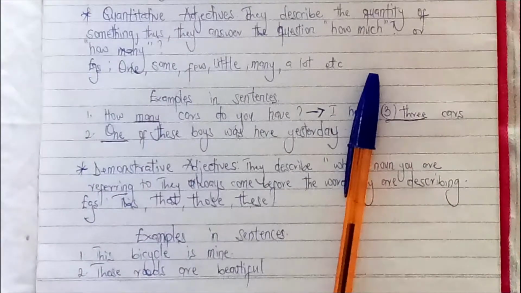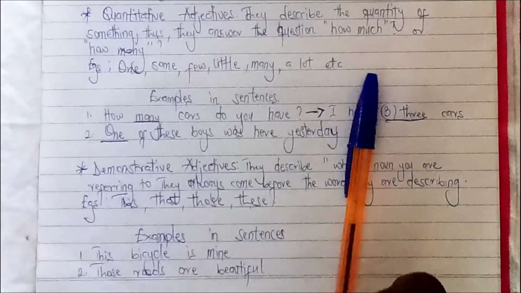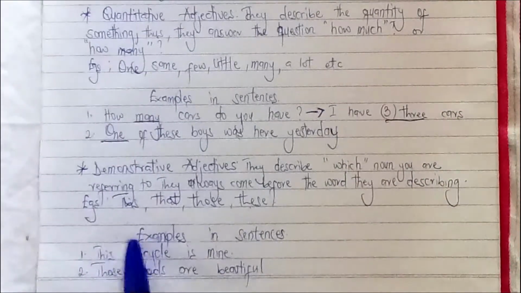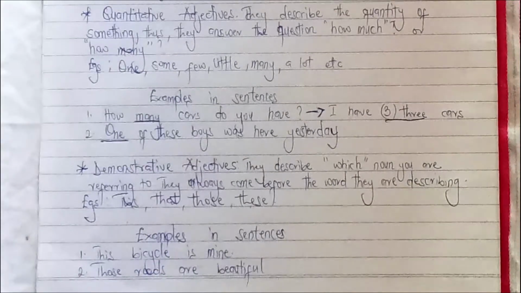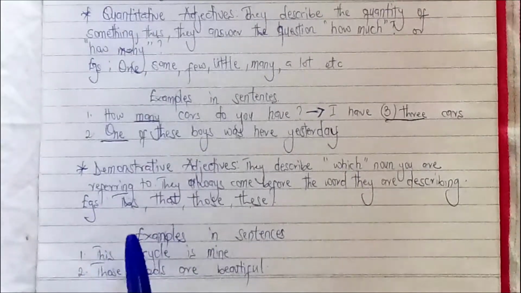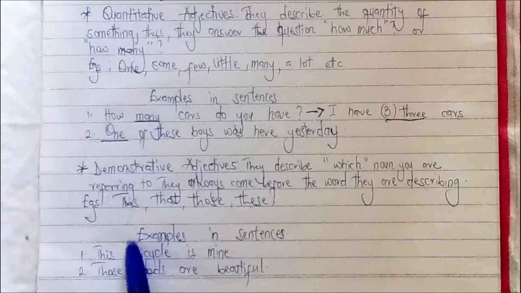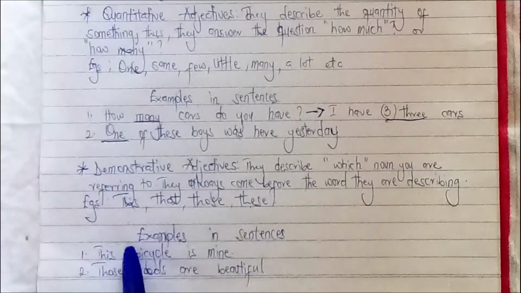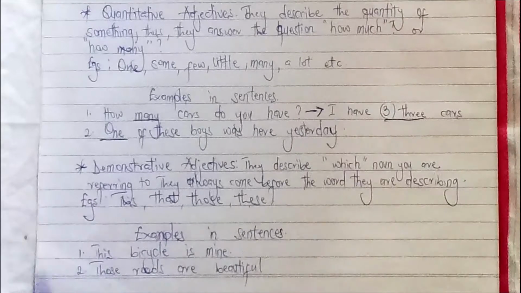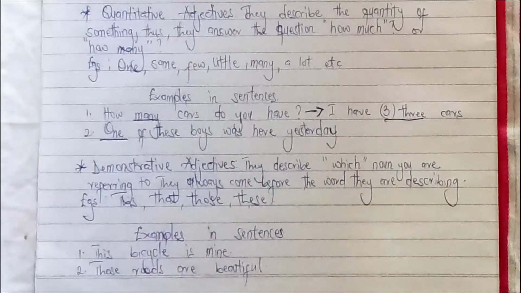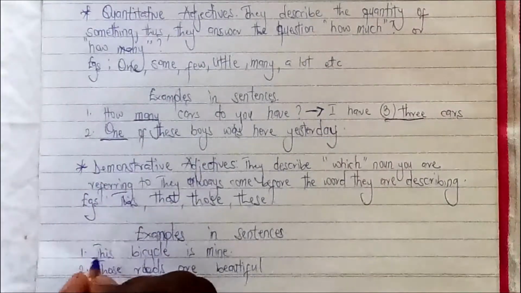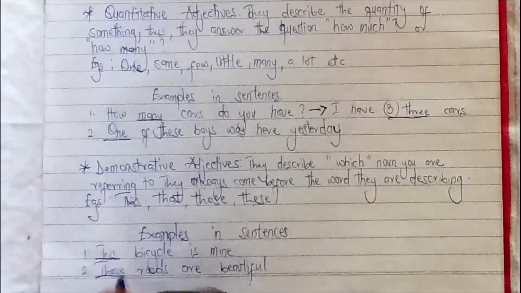Okay, so you have examples in sentences. Example 1, this bicycle is mine, which means that the particular bicycle you are talking about is closer to me, and that bicycle is mine. So this is a demonstrative adjective. Those roads are beautiful. So we underline the words this and those.